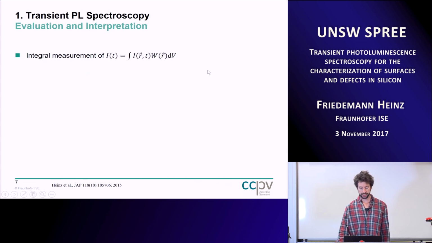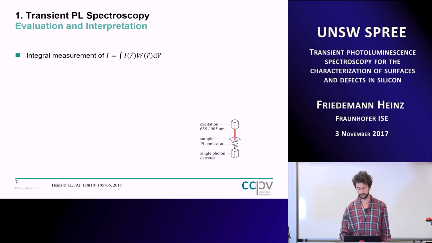I found the origin of this in a kind of basic thing. What we do experimentally is measure the photoluminescence integrally over a certain volume. The volume is defined by W. Now in the following, I will just leave out the time dependence. Well, everything will be time dependent in the following, but just for notation.